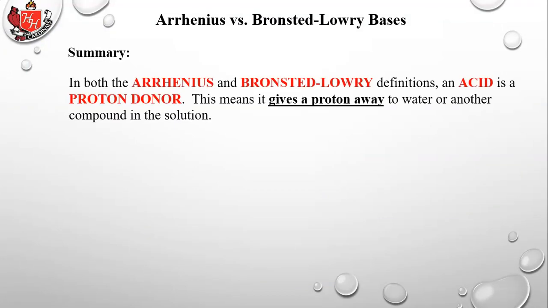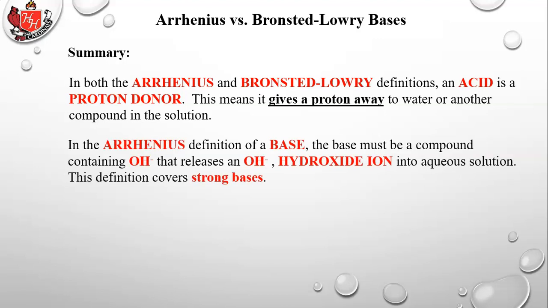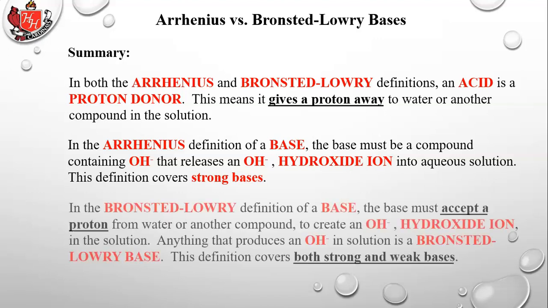So here's a summary. In both the Arrhenius and Bronsted-Lowry definitions, an acid is a proton donor. This means it gives a proton away to water or another compound in solution. In the Arrhenius definition of a base, the base must be a compound containing OH- that releases the hydroxide, the OH-, into aqueous solution. This definition covers strong bases. In the Bronsted-Lowry definition of a base, the base must accept a proton from water or another compound to create OH- hydroxide ions in solution. Anything that produces OH- in solution is a Bronsted-Lowry base. The definition covers both strong and weak bases.